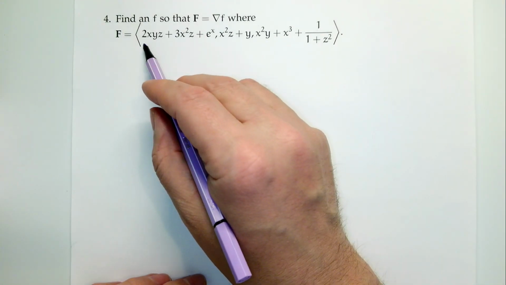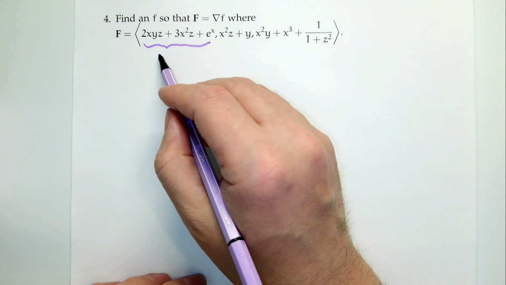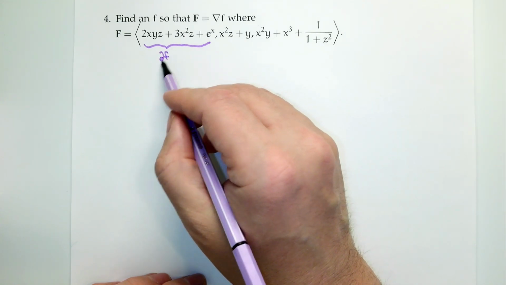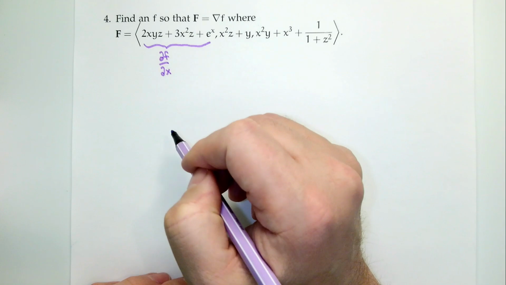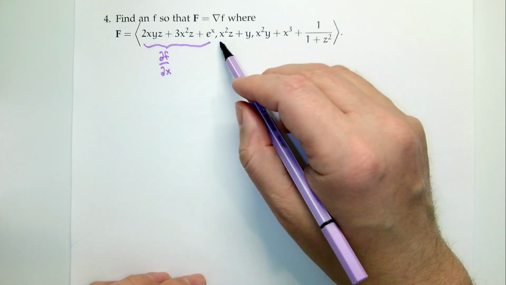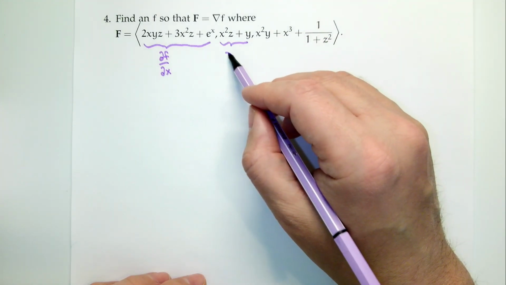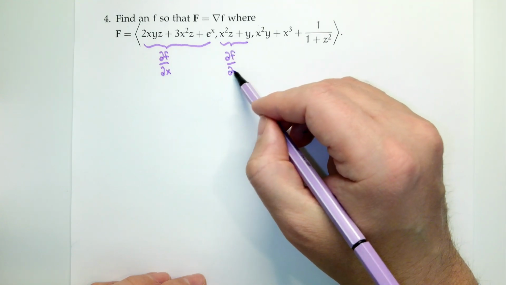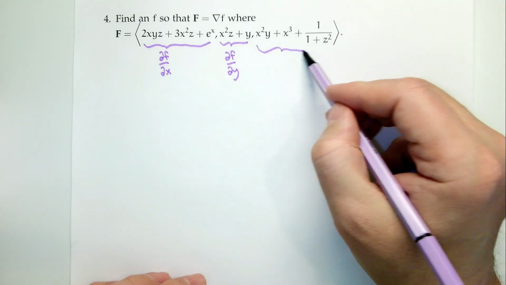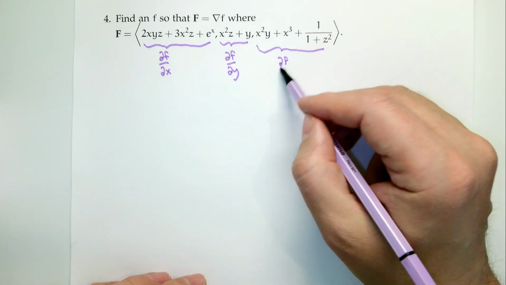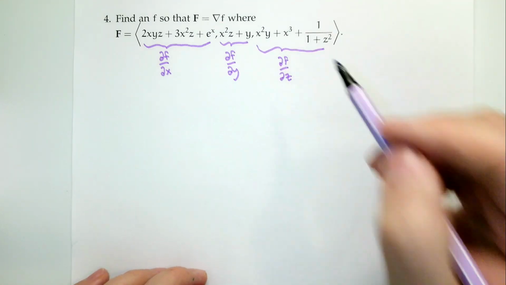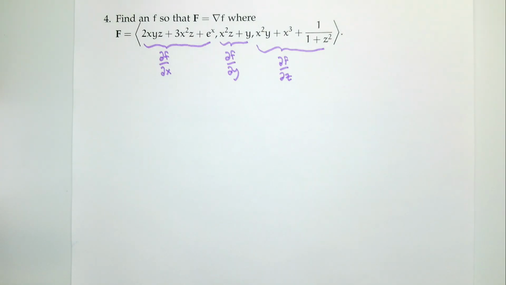So, what does that tell us? Well, it tells us that the first piece here has to be the derivative of the function with respect to x. The second piece has to be the derivative of the function with respect to y. And then the last piece has to be the derivative of the function with respect to z. So now we know what the partial derivatives are. Let's figure out what happens when we do the antiderivative in each slot.